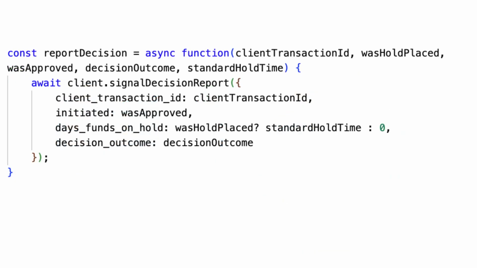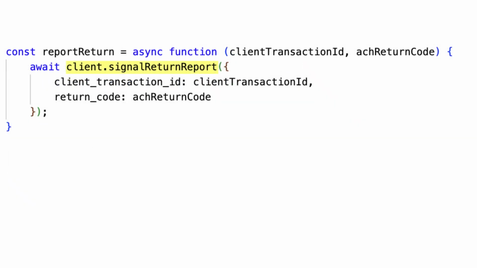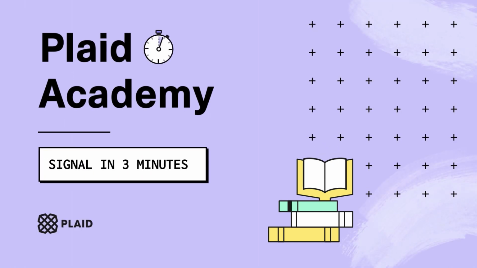Finally, let Plaid know what happened using Signal Decision Report to indicate whether you allowed the transaction, and Signal Return Report in the case of a returned transaction. Calling these endpoints helps Plaid improve our Signal ML model, giving you better results. This has been Plaid Signal in 3 minutes.